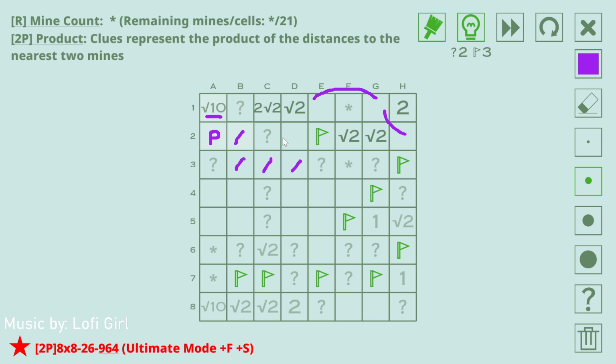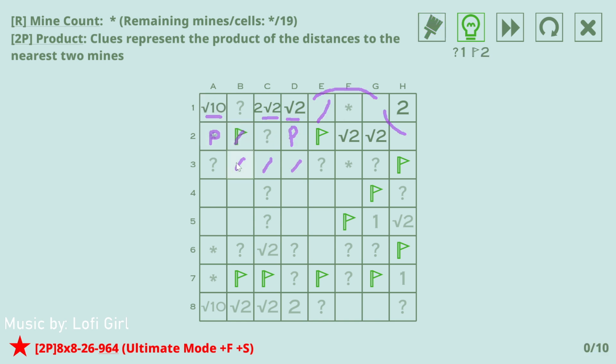Now this 2 must be 2 times root 2, and so the only cell that's root 2 away at this point is this. Now this root 2 means that can't be a mine, and now this 2 is broken because there is nothing that's 2 away. So that can't be a mine, these are both mines. Therefore, this means that's empty, therefore that's a mine. Cool.